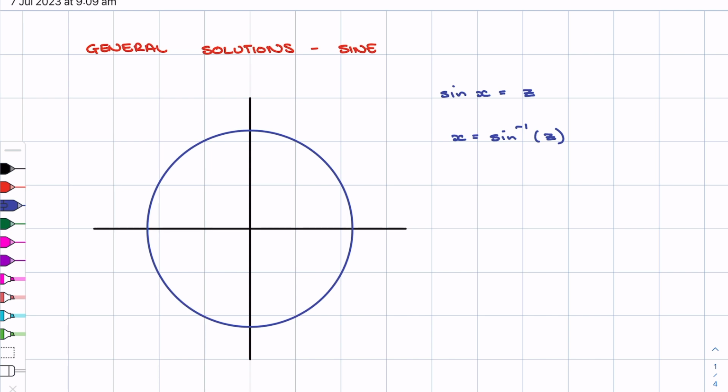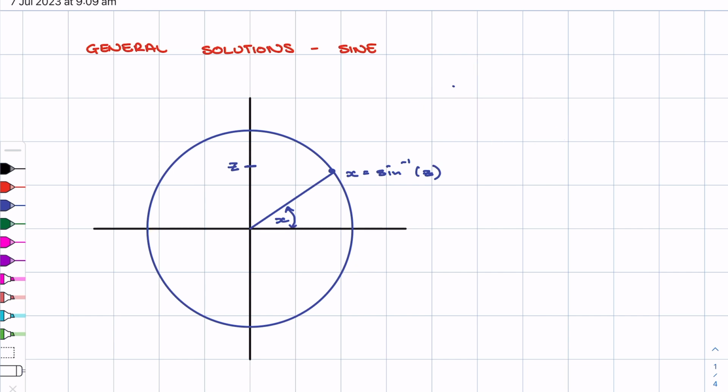Now, when we talk about sine, we are talking about the vertical inclination of the angle around the unit circle. So if I look at this first equation, in this form, what I'm really saying is that z is going to be some value located on the y-axis, and that's going to correspond to an angle x around the unit circle. So here we can say x equals sine inverse z, which we have previously here.